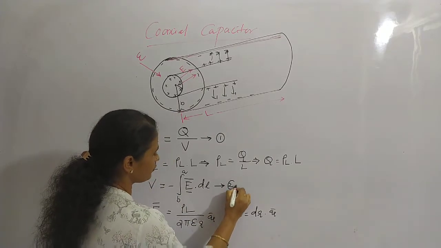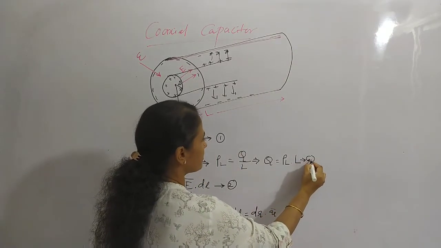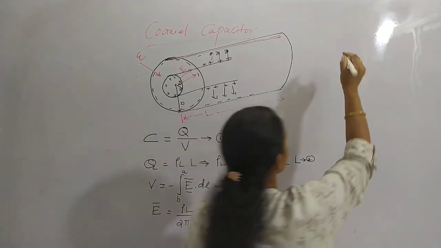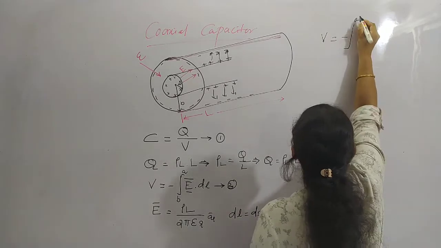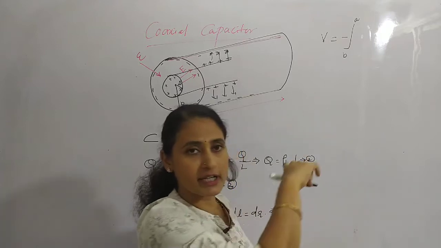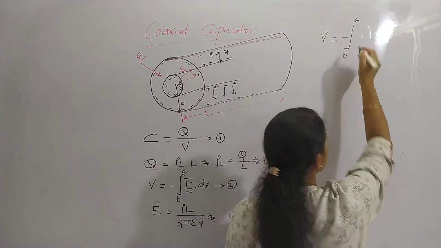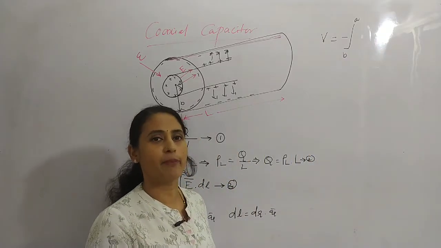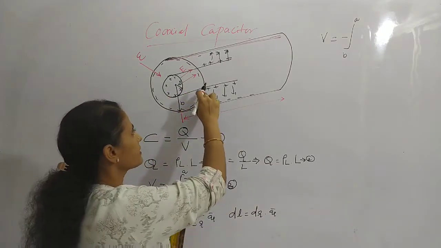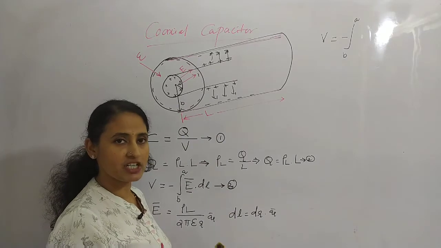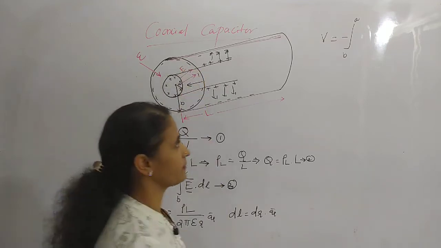Let this be equation 2 and this be 3. So V is given by minus the integration from A to B. This shows the direction of the integration limits, the direction of the electric field from the inner conductor to the outer conductor, because the inner conductor has positive charges. If you exchange them, so the inner conductor is negative and the outer conductor is positive, the direction will be opposite to whichever direction we have shown here.